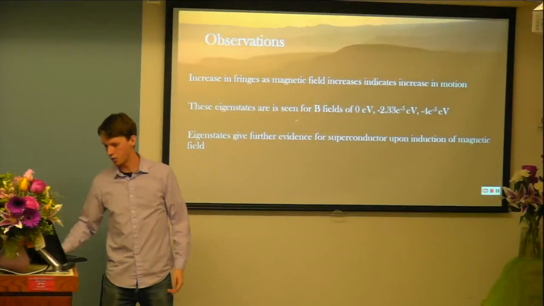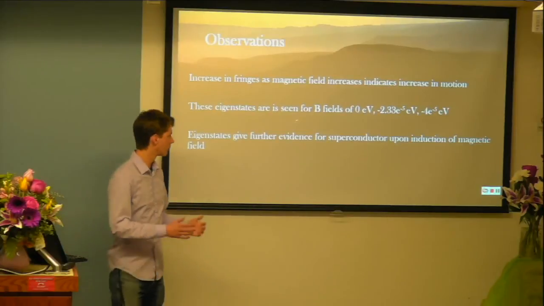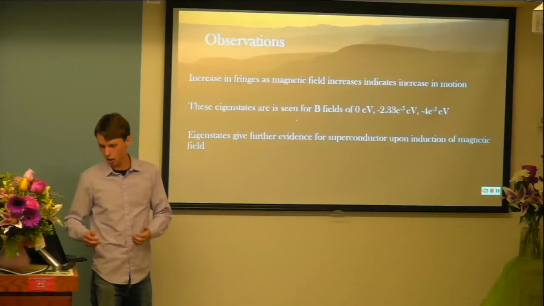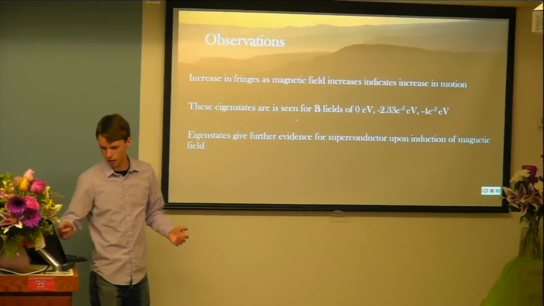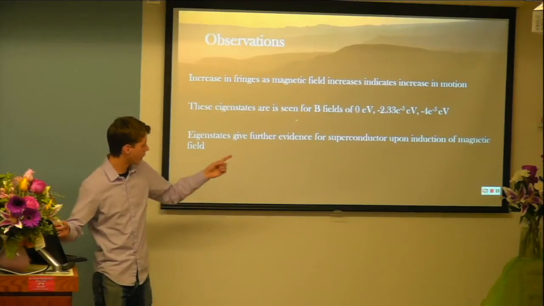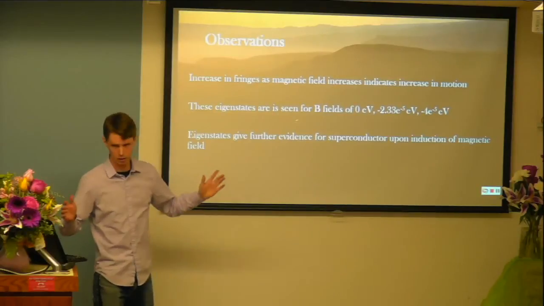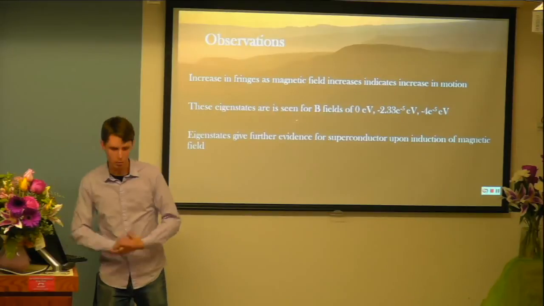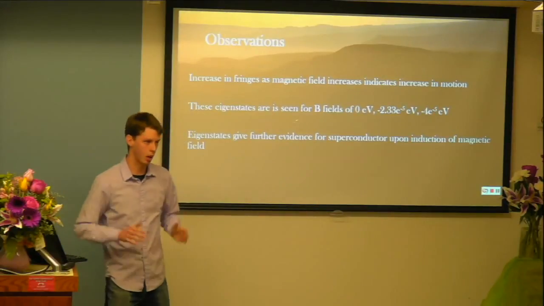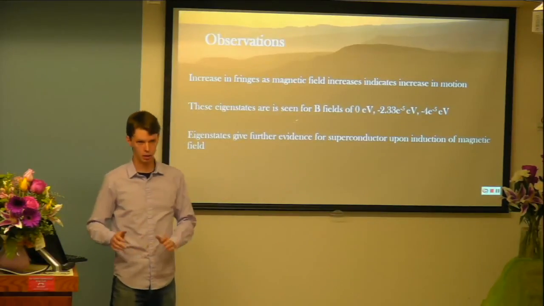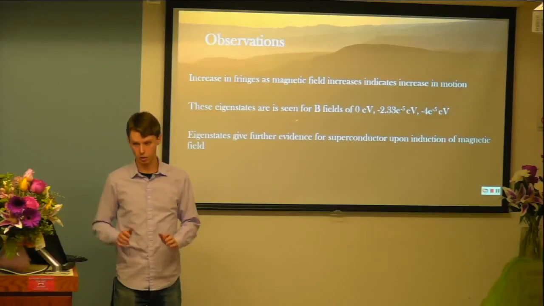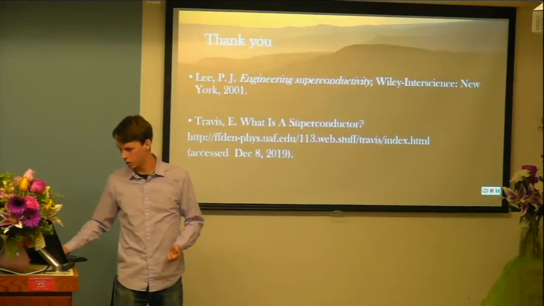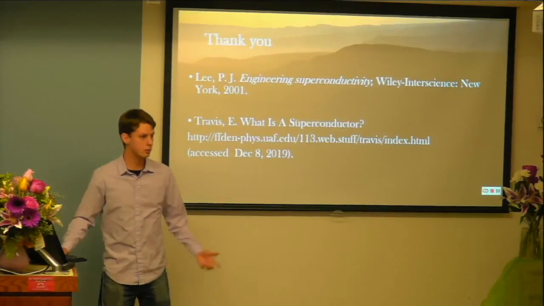And so observations, again, as the fringes increase, that leads us to believe that there's an increase in motion. And there are the eigenstates, and my units are not quite great, but they're there, can't change them. And so basically what I took out of this is upon induction of a magnetic field, it could lead us to believe that a superconductor could be formed under the right conditions, which I think is something that's very interesting. So thank you.